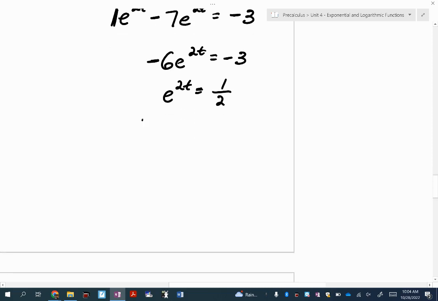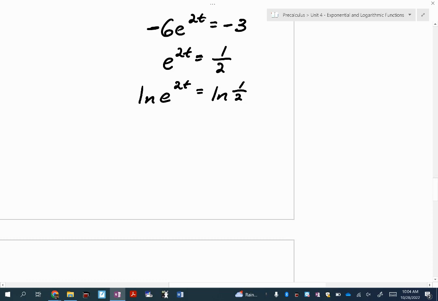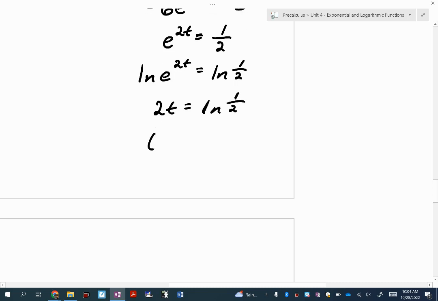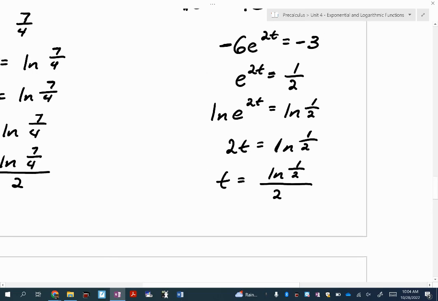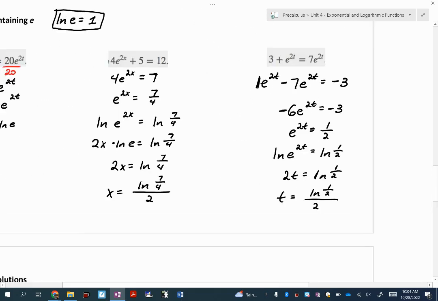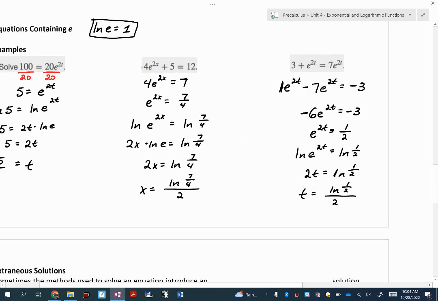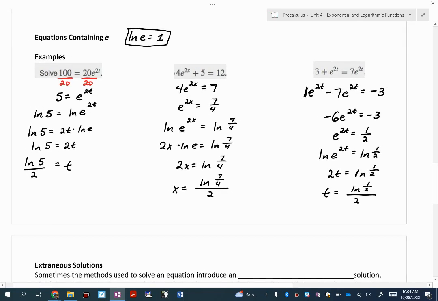And now I'm ready to take the natural log of both sides. Let's see if you're good with this step that I'm going to do. Oh, don't forget the natural log over here. When I move that 2t to the front, it's going to multiply by the natural log of e, which is just 1, so I'm just going to go ahead and drop that now. If you were to finish this, it's the natural log of 1/2 divided by 2. So that's how it looks when you're solving some of these equations that contain that e.